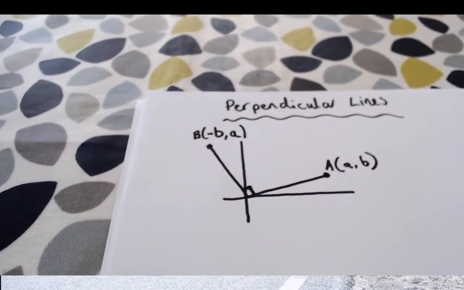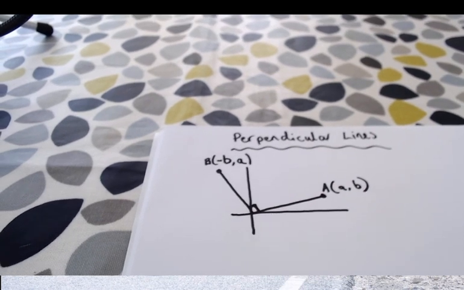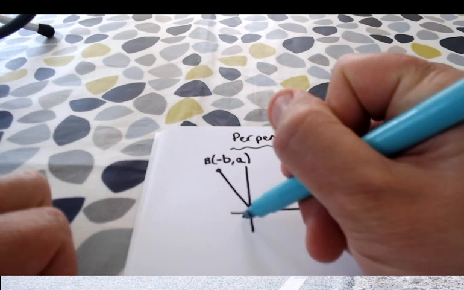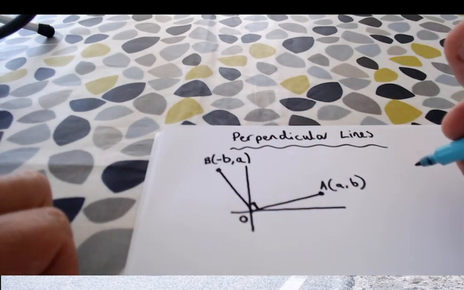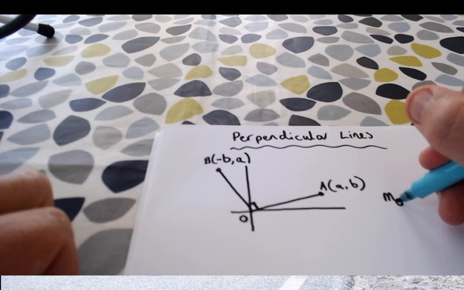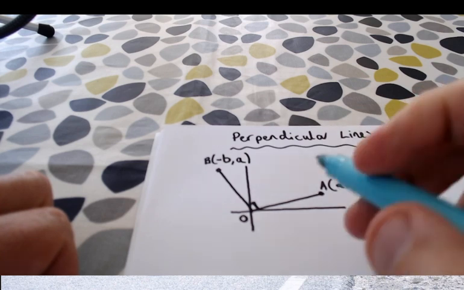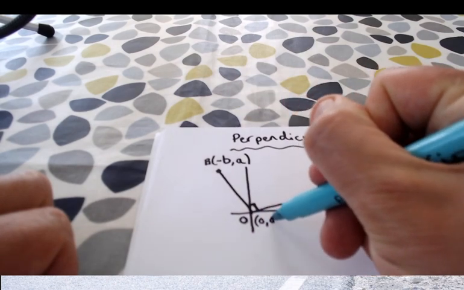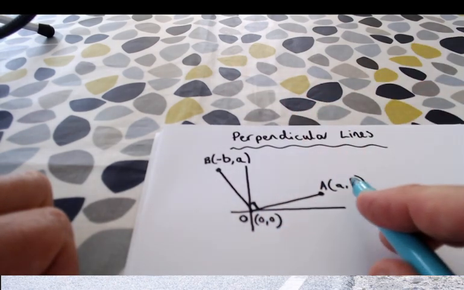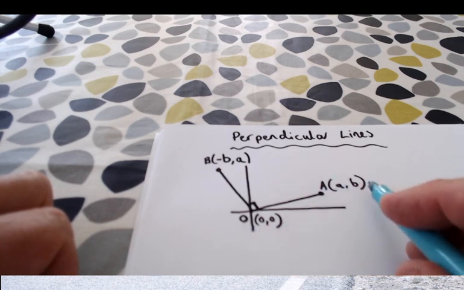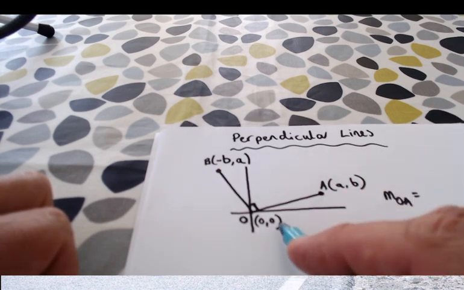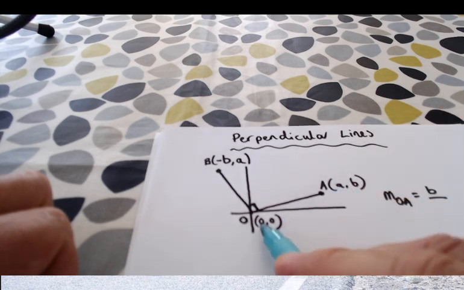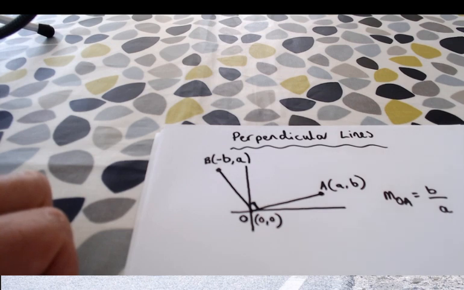Before we do that, I need to just show you quickly how we're going to work out the gradients of both lines. So if I wanted to do the gradient of, well, that point there's the origin, so I'm going to call it O. If I wanted to do the gradient of OA, O would be the point (0, 0). So I would want to do x1, y1, x2, y2. It's going to be b take away 0, which should just be b. It would then be a take away 0, which should just be a.